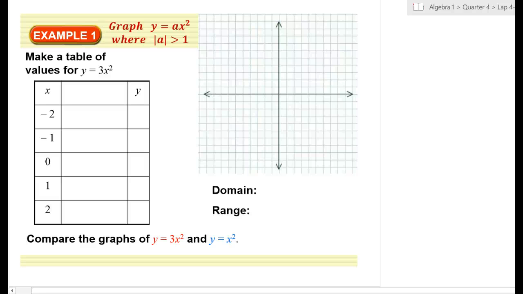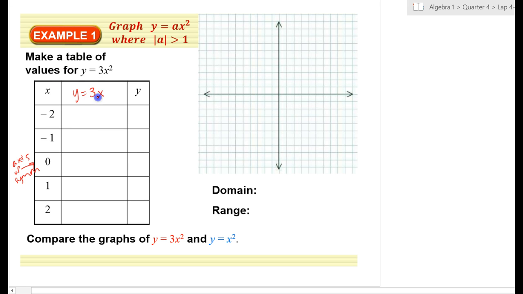Okay, so let's practice. We're going to first of all make a table of values for y equals 3x squared. Negative 2, negative 1, 0, 1, and 2 are always pretty good points to choose when we don't have a b or c value. Remember, when we have a b value, this is where my axis of symmetry is. So then negative 1 and 1 are just reflections. Okay, you'll see that in a second.